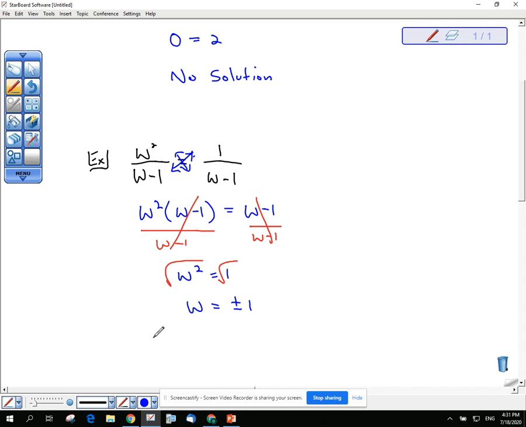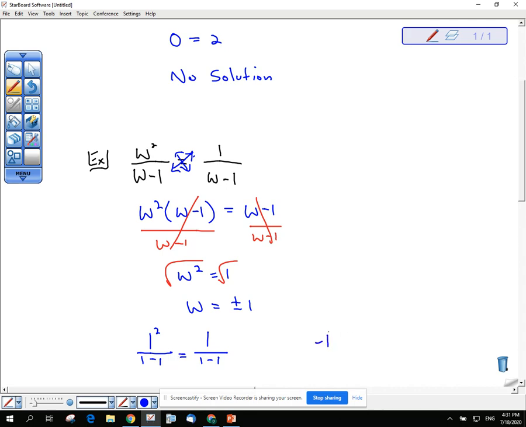Let's check 1 first. 1 squared over 1 minus 1 is equal to 1 over 1 minus 1. See the problem? You've got, again, an extraneous solution because 1 causes the denominator to be 0. 1 is not a solution here. Just because you're going to end up with 1 over 0 equal to 1 over 0, that doesn't make it right, because you can't divide by 0. That's a divide by 0 error. So 1 is not a solution.